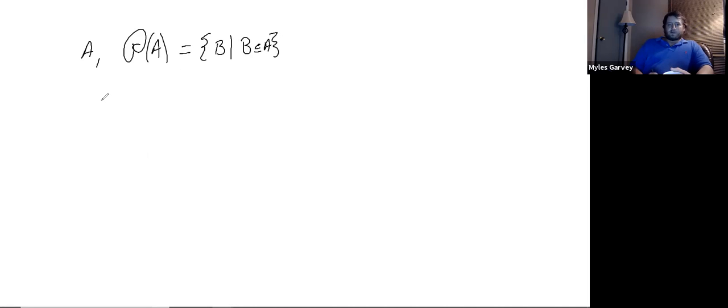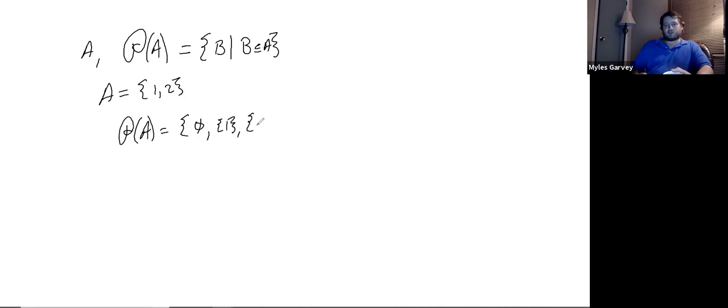So for example, if A is the set {1, 2}, we have a few subsets. The power set of A would therefore be the empty set, which is always a subset of every set, the set containing 1, the set containing 2, and the whole set itself, {1, 2}, or put simply A. And that's what we refer to as the power set.